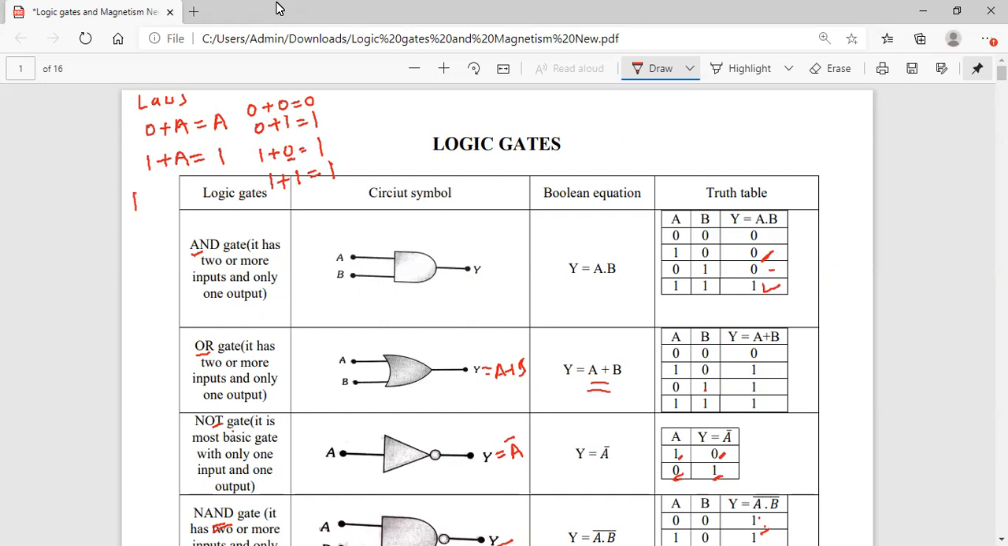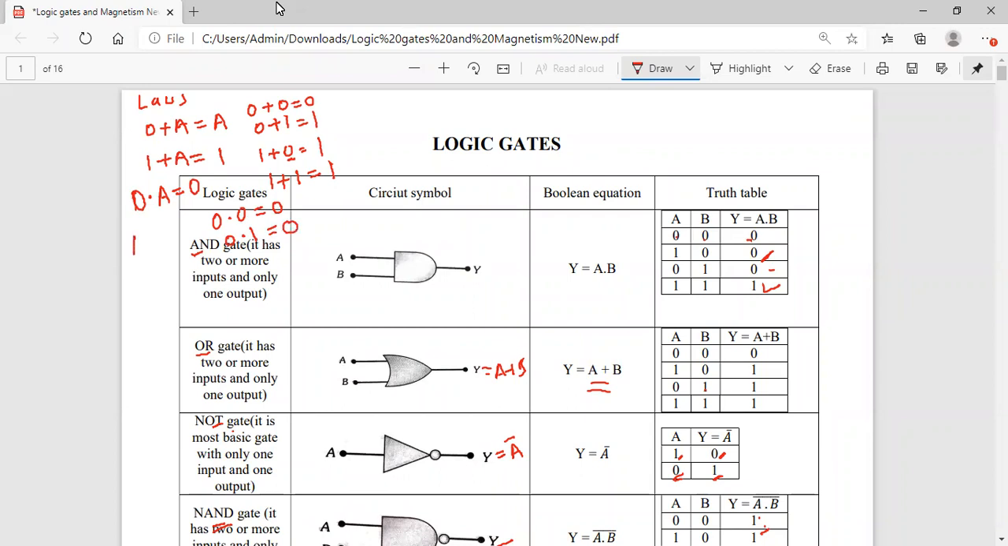Next, 0 into A is equal to 0. Example: 0 into 0 is equal to 0. Similarly, if I put 0 into 1, with A equals 1, 0 into 1 is 0. Hence, 0 into A equals 0.